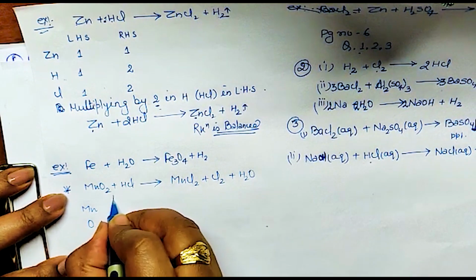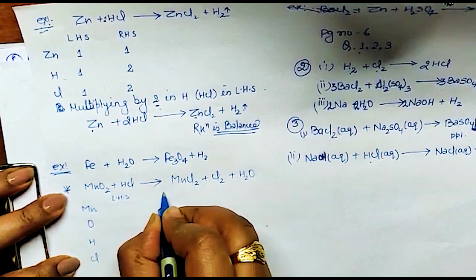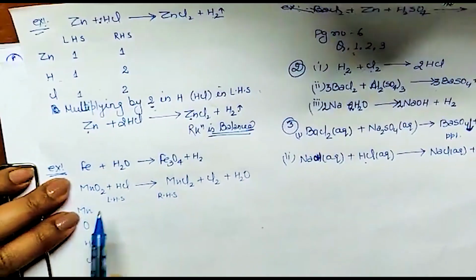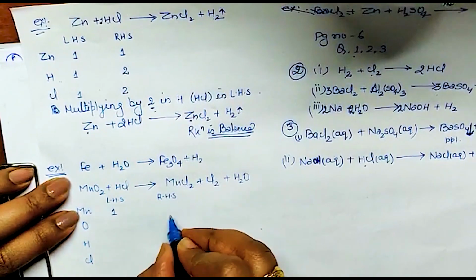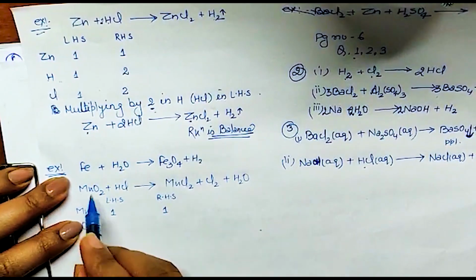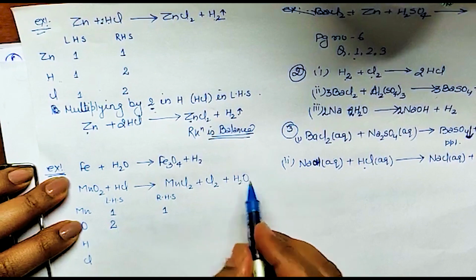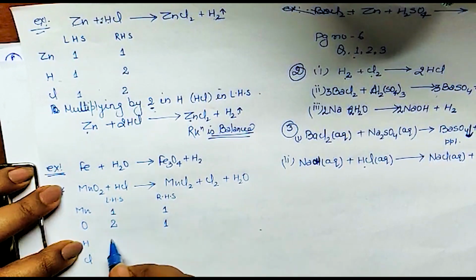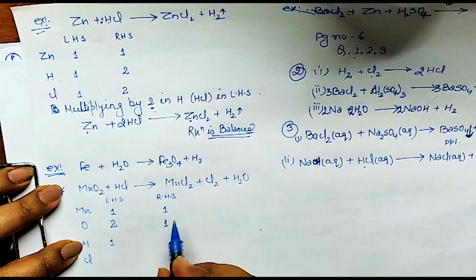Okay, LHS and RHS. How many Mn on this side? LHS 1, this side 1. How many oxygen on this side? 2. How many oxygen on this side? 1. How many hydrogen on this side? 1. And how many hydrogen on this side? 2.